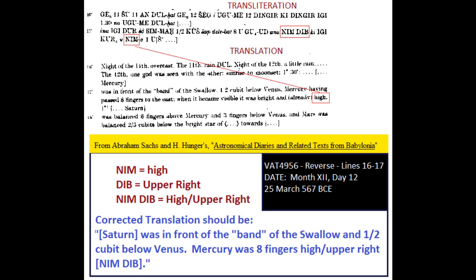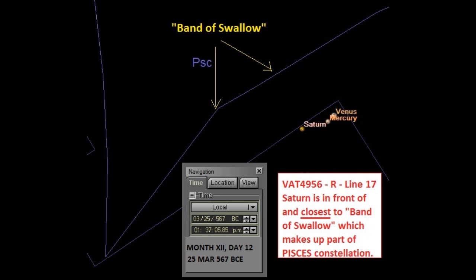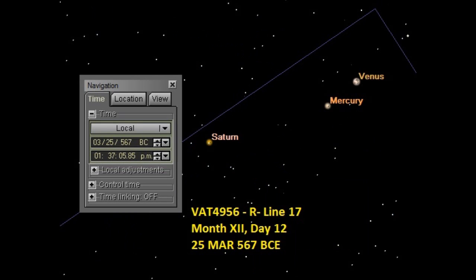So first we're going to look at the relative position of Saturn to the band of the swallow, which is in Pisces. We see it's closest to the band, closer than Venus or Mercury. So Saturn is in front of the band of the swallow. So that's confirmed. This is just the relative positions of those planets on that date, month 12, day 12. We're going to start looking at the measurements between the different planets to confirm the text.